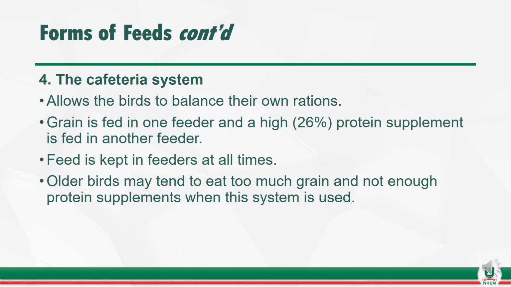Now we have the cafeteria. I think we'll stop here on the form of feed. This system allows the birds to balance their own rations. Grain is fed in one feeder and a high 26% protein supplement is fed in another feeder. Feed is kept in feeders at all times. Older birds may tend to eat too much grain and not enough protein supplement when this system is employed.